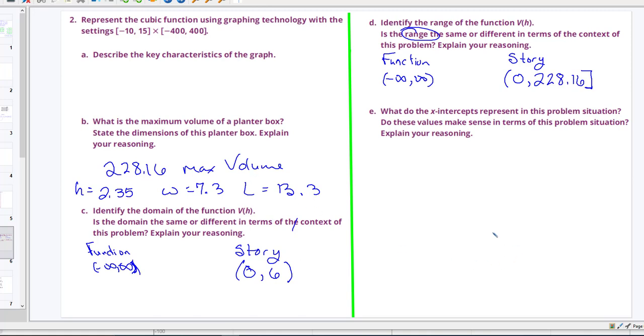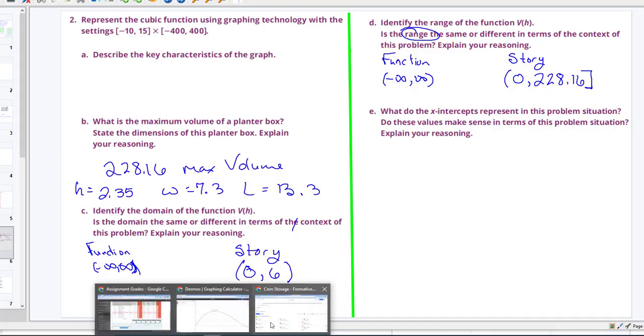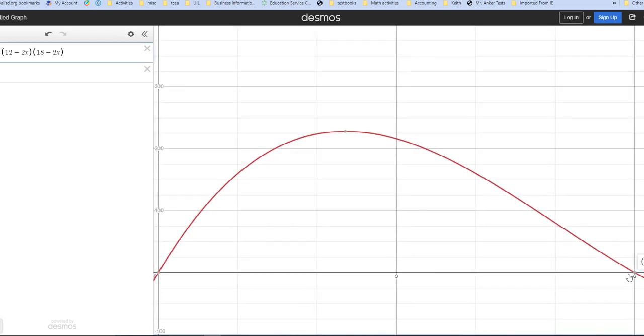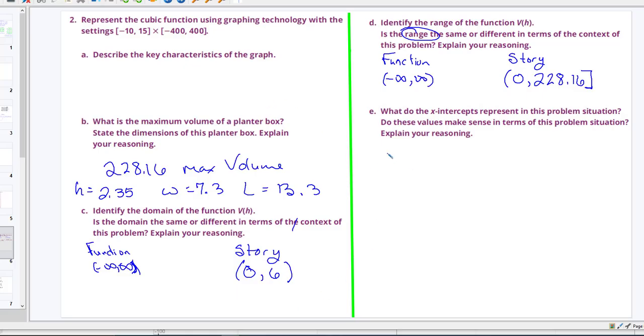So what are our x-intercepts representing in this situation? Let's look at the graph. My x-intercepts are here and here. I know that there was another one in the function, but we're going to really focus it into the story area. So those are the 2 points where my y value is 0. My y value is the volume. So those are the 2 times, the x-intercepts, when the volume is equal to 0.